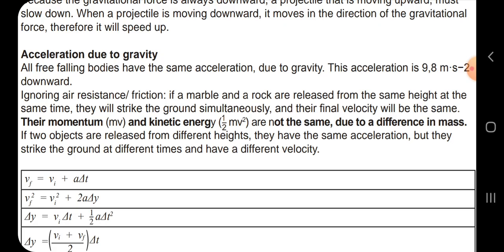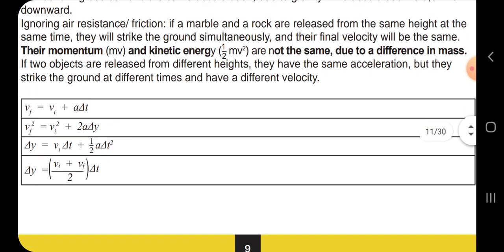So the final velocity of two objects can be the same, but their momentum and kinetic energy can never be the same because they have different mass. If two objects are released from different heights, they have the same acceleration, but they strike the ground at different times and have a different velocity. So know that if I'm throwing two things downwards, they have the same acceleration. I hope that is clear.